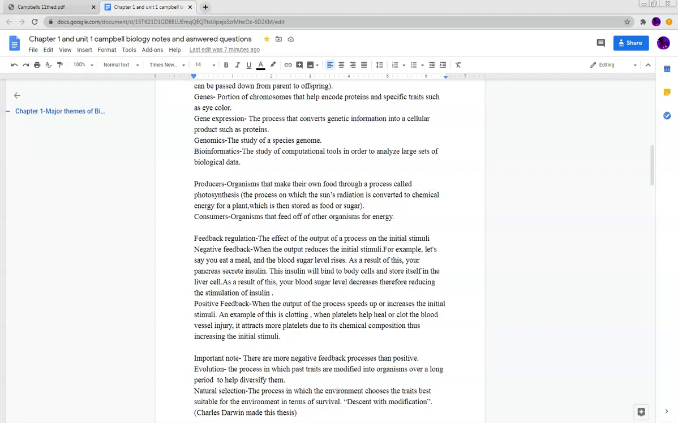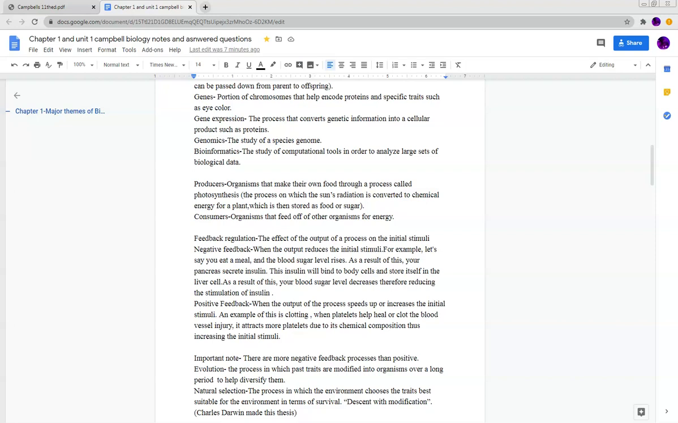And then another example is sweating, right? When you're super hot, like if you're on a beach and you're sweating like crazy, then your body's going to sweat. So when your body sweats, you're essentially cooling yourself off, reducing the initial stimulus. The stimulus was that you were hot, and now the sweating makes you cool. So you're kind of doing the opposite of the stimulus.